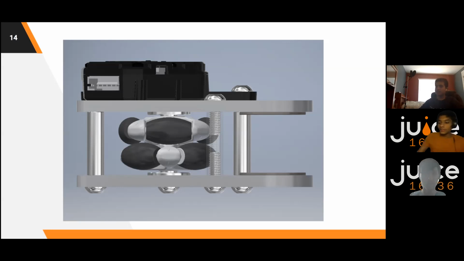Because of these 3 loops, when it would see that it deviated from its desired path, the PID algorithm was able to correct itself.